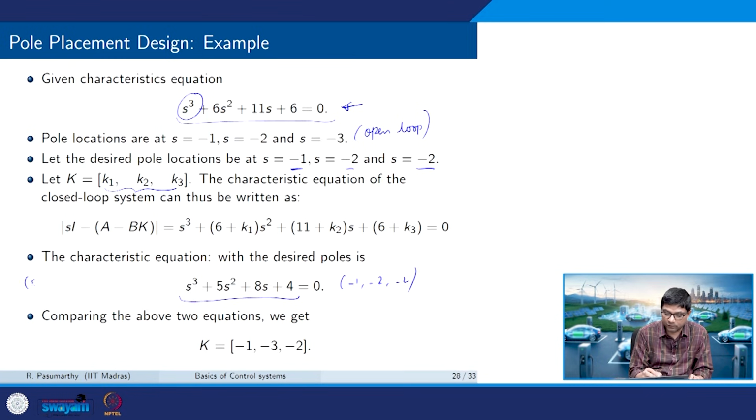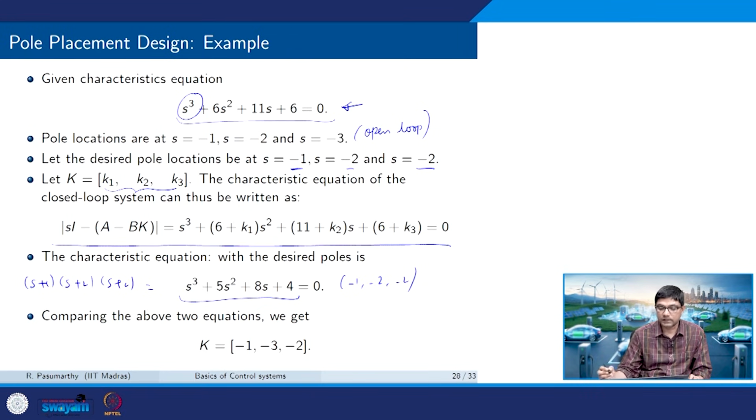This you will get by doing s plus 1, s plus 2, and s plus 2. And this is the characteristic equation with the desired unknowns. So now I have two polynomials to compare. I just equate the coefficients of s square, I equate the coefficients of s, I equate the coefficients of s power 0 to get a control law of the form k1 is -1, k2 is -2, k3 is -3.